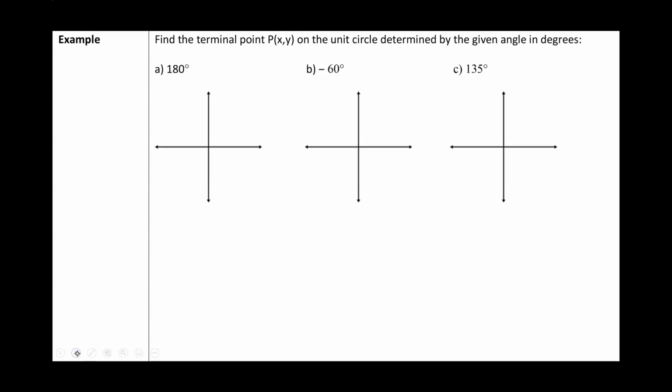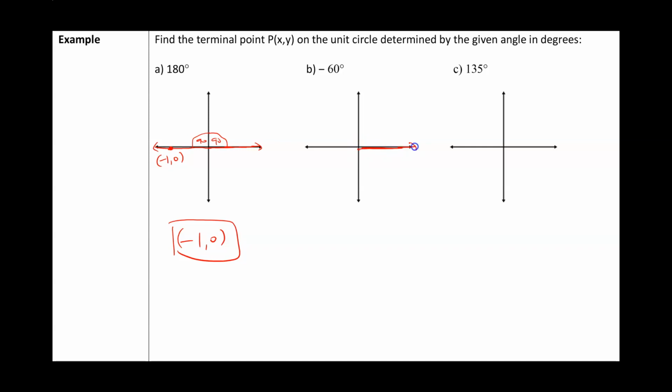All right, lastly, find the terminal point x, y on the unit circle determined by the angle in the given degrees. So let's do this quickly. For 180, we have 0. This is 90 and 90. This is 180. So this is our angle. And on the unit circle, this point has an x value of negative 1 and a y value of 0. So the point P is just going to be negative 1, 0. This is easy. We don't have to find sine, cosine, tangent. We just have to find the point.